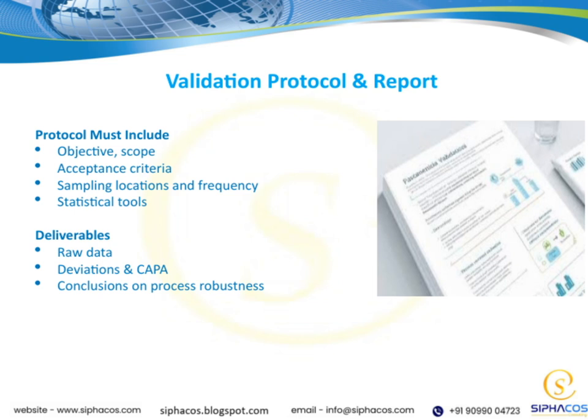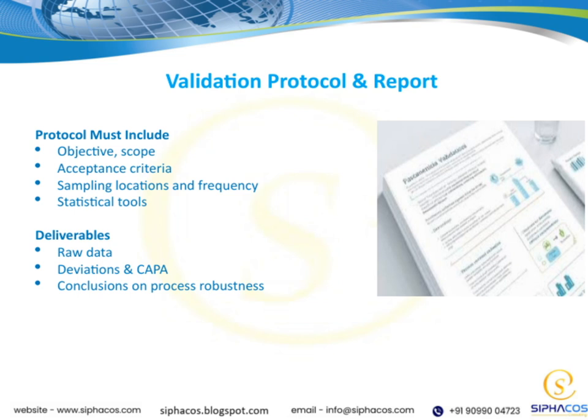Moving on to the deliverables, the report should include all raw data collected during the validation process. This transparency allows for traceability and review. Any deviations from the plan must be documented, along with the CAPA, corrective and preventive actions, that address those deviations.